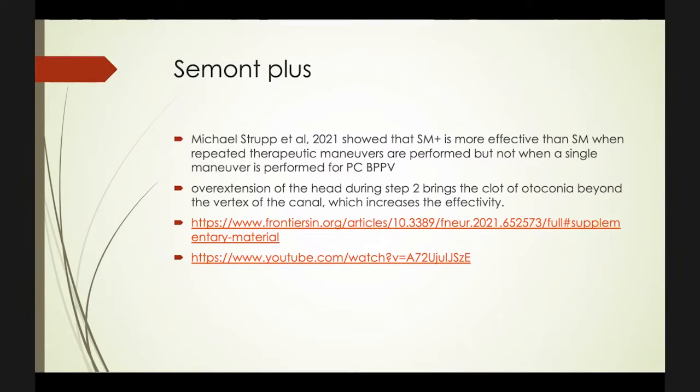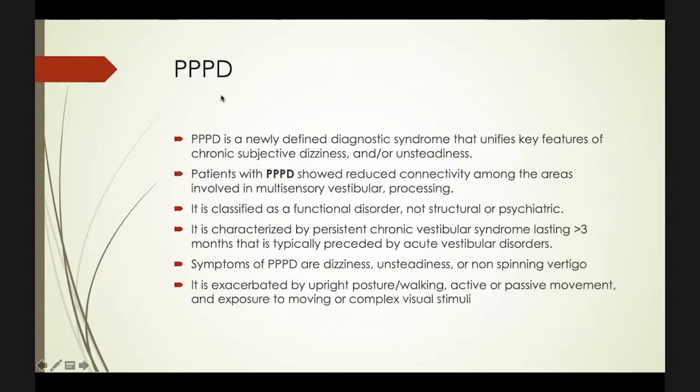Michael Strupp et al. in 2021 showed the Semont-plus maneuver. It's a new maneuver to improve treatment of BPPV. It's different from the original or classical Semont maneuver, with overextension of the head during step 2, which brings the clot of otoconia beyond the vertex of the canal, which increases the effectiveness. I will show you how it's done.